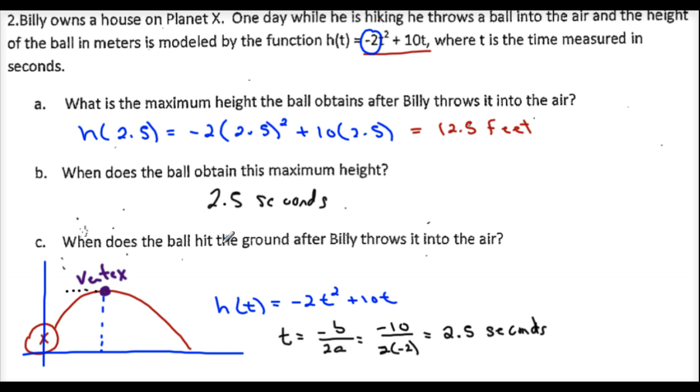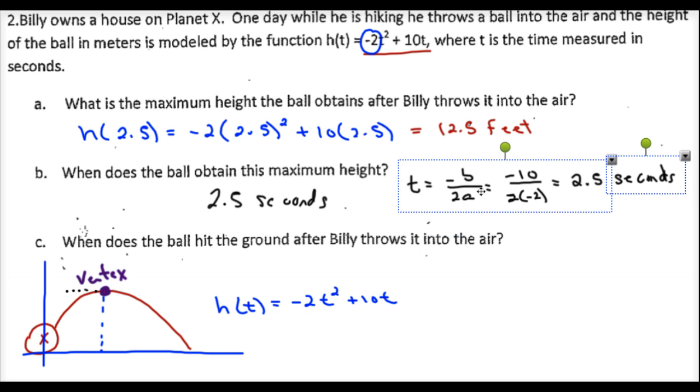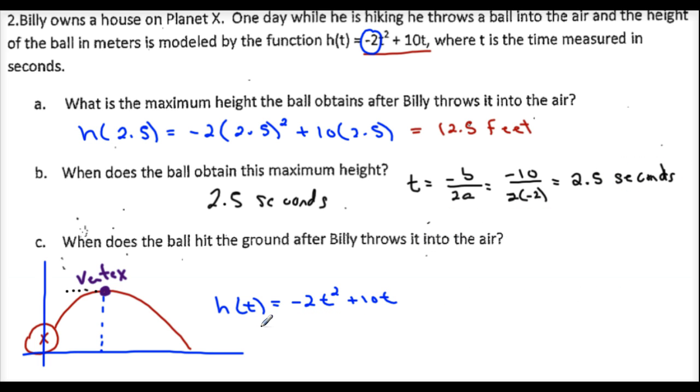After 2.5 seconds. When does the ball hit the ground after Billy throws it into the air? So let's get rid of this for a second. All right, so if we throw this ball into the air, what are we looking for in part C? When it hits the ground. The x-intercept, okay? So I want to know when it hits the ground. What do I need to do to my equation in order to find the x-intercept? Set it equal to 0, good. So we've got negative 2t squared plus 10t equals 0.